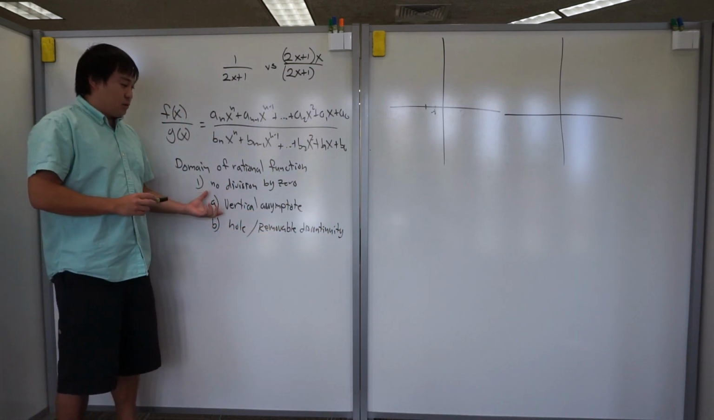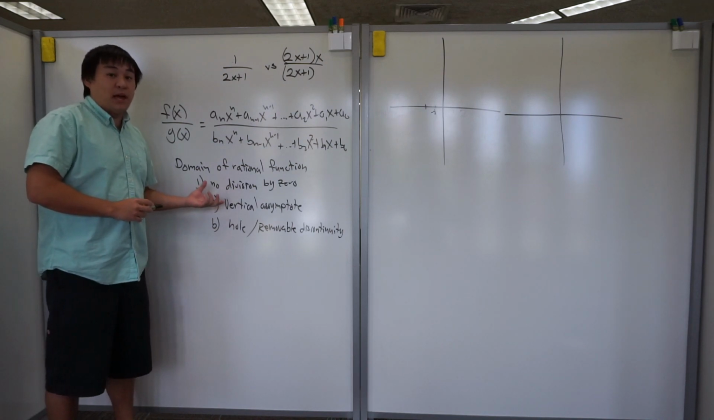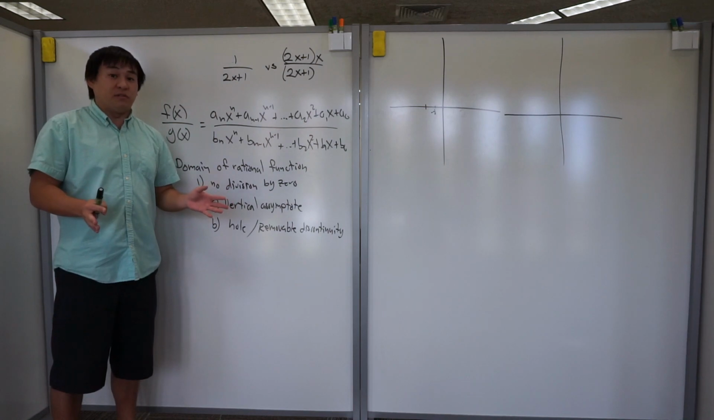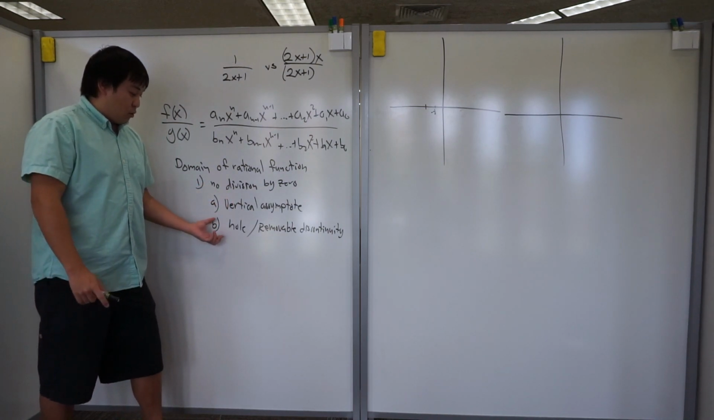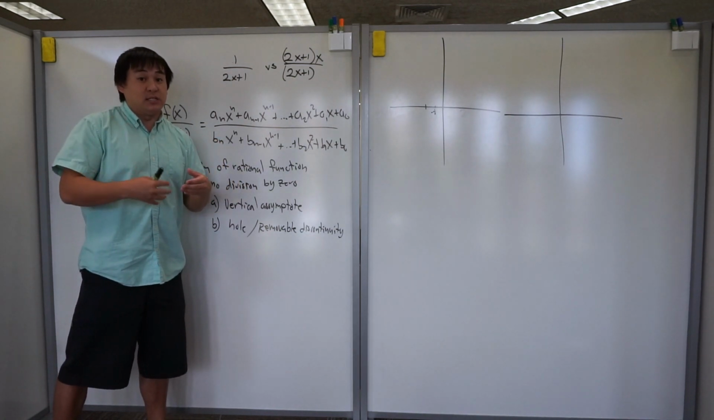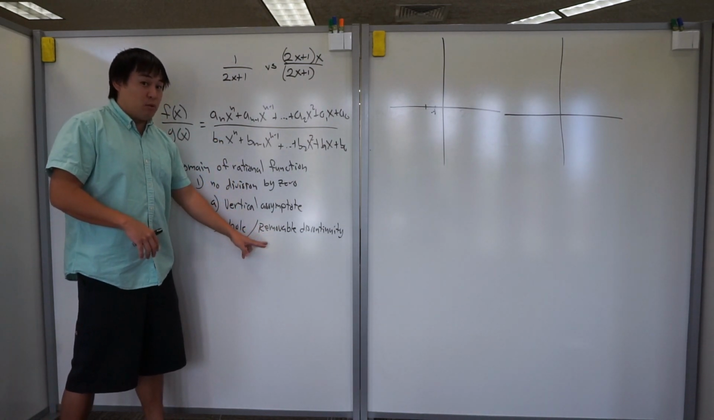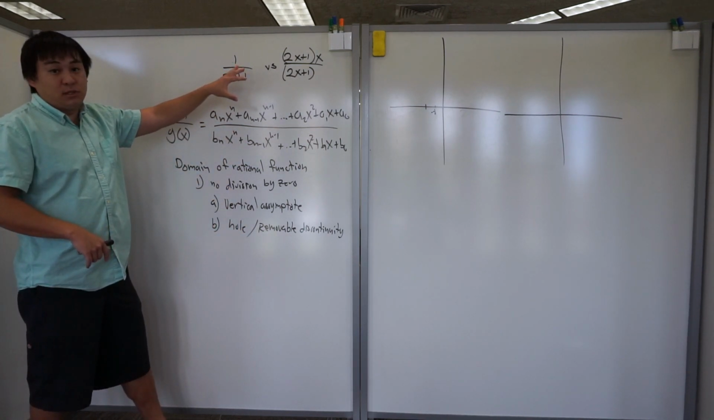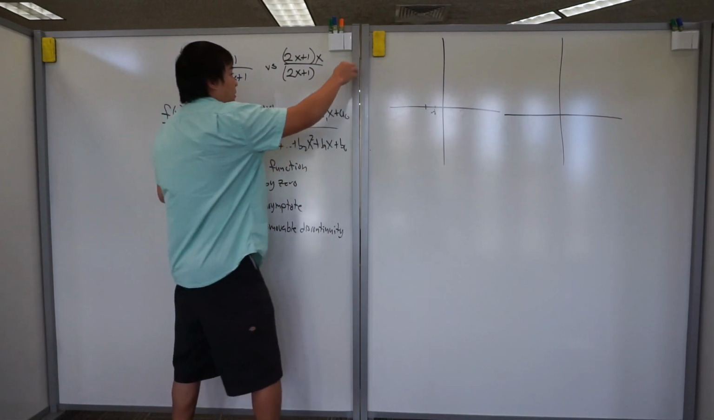Now, a vertical asymptote happens when you have division by 0 and there's no simplification that can get rid of it. The hole, or the removable discontinuity, happens when you simplify it and it disappears. So it is removed by simplification. So let's look at these two examples and we'll see which one is which.